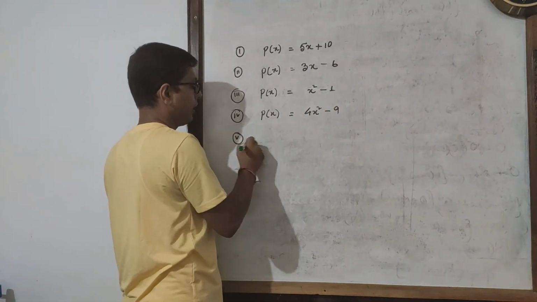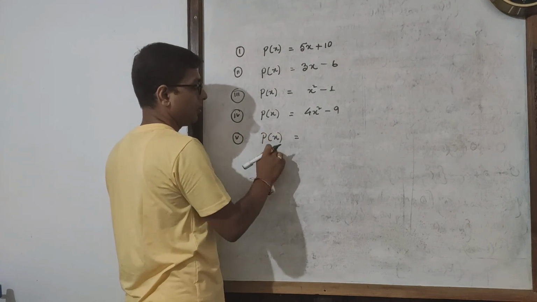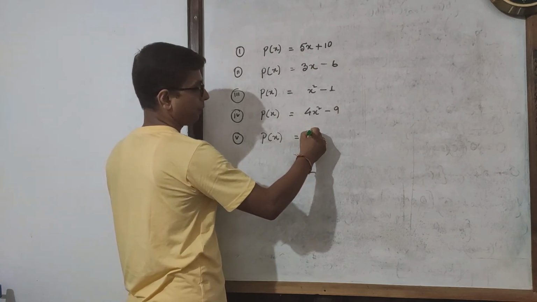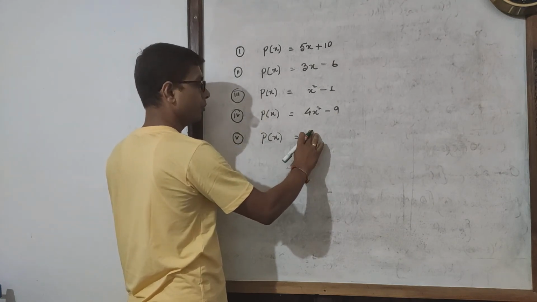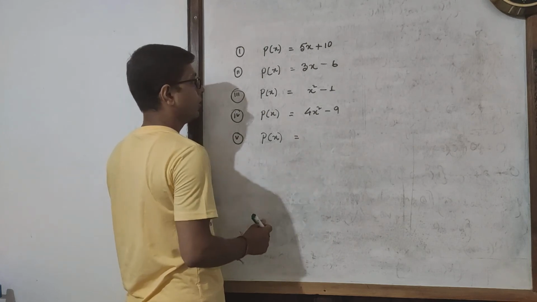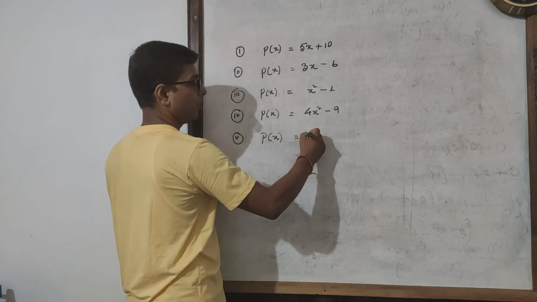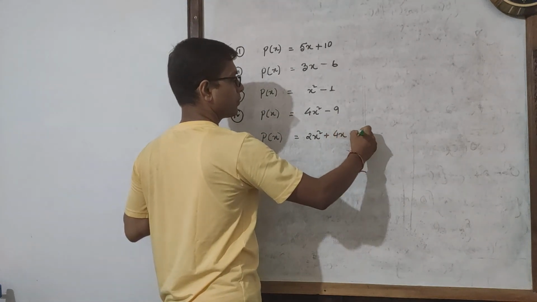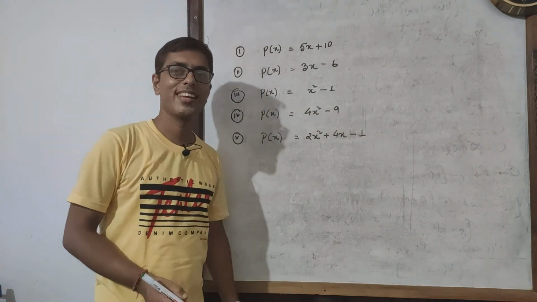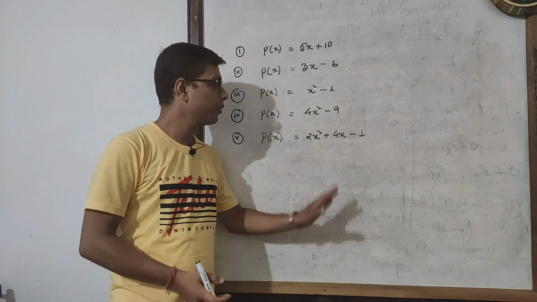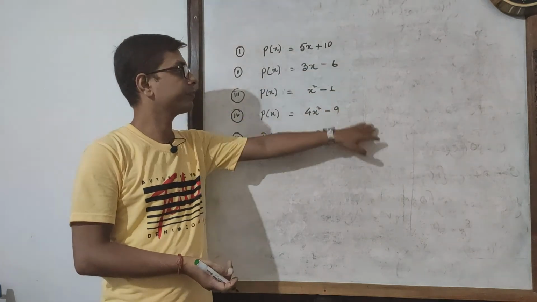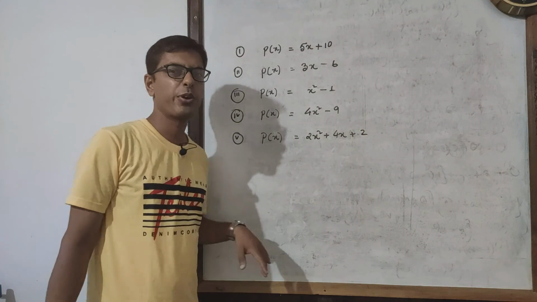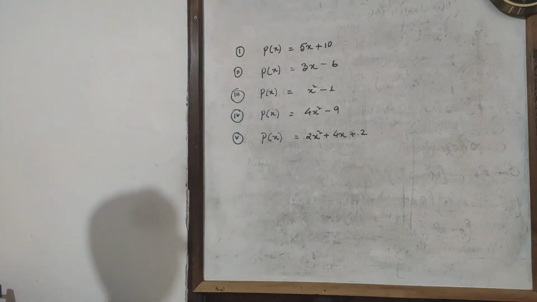And then the last question for the day in this video, what should I give you here? 2x squared plus 4x minus 1. Let's see what you can do. It may or may not have zeros. No, let us make it plus 2, that will be easier for you, I think. All right, you try to find the zeros of these polynomials.